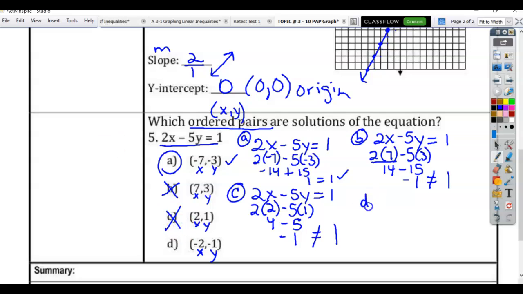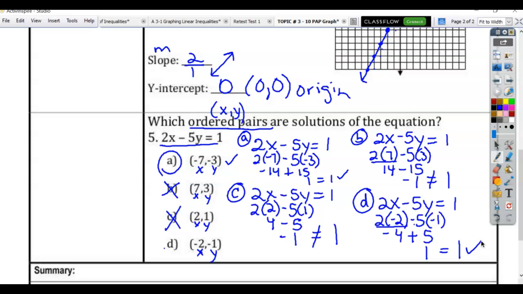Okay, so let's try D. Got my same equation, 2x minus 5y equals 1. This time I'm going to substitute a negative 2 in for x. And in for y, I'm going to substitute a negative 1. Well, 2 times negative 2 is negative 4. Negative 5 times negative 1, that gives me a positive 5. Okay, negative 4 plus 5 is 1. Bring down my 1. That one is also a solution.